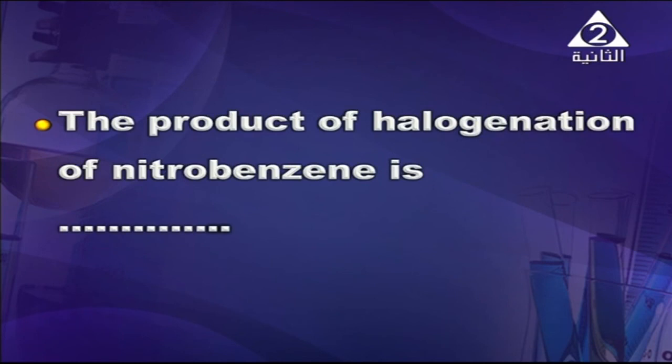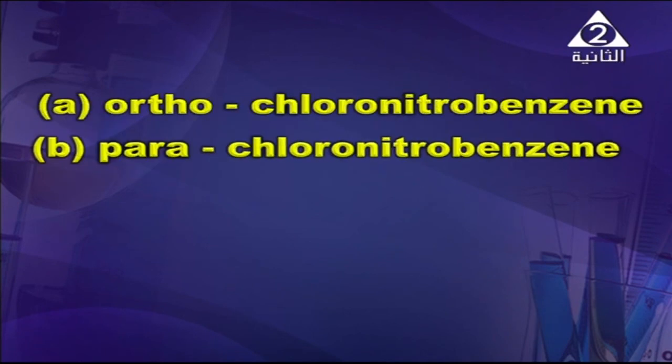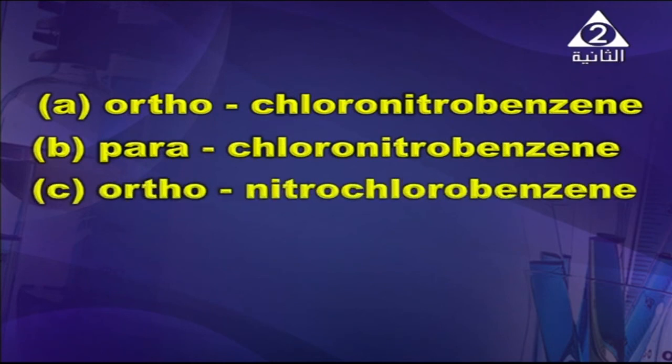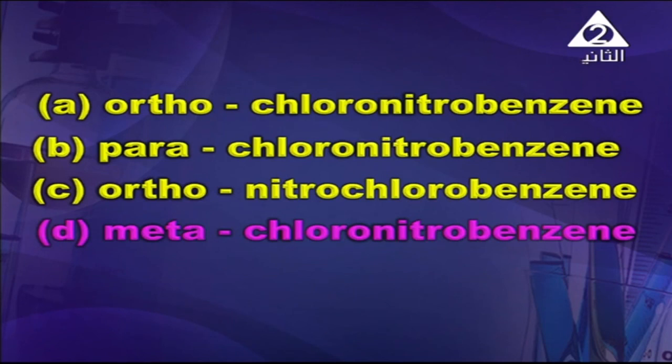The product of halogenation of nitrobenzene is what? Orthochloronitrobenzene, parachloronitrobenzene, orthonitrochlorobenzene, metachloronitrobenzene. If you think about it, yes, it will be metachloronitrobenzene.